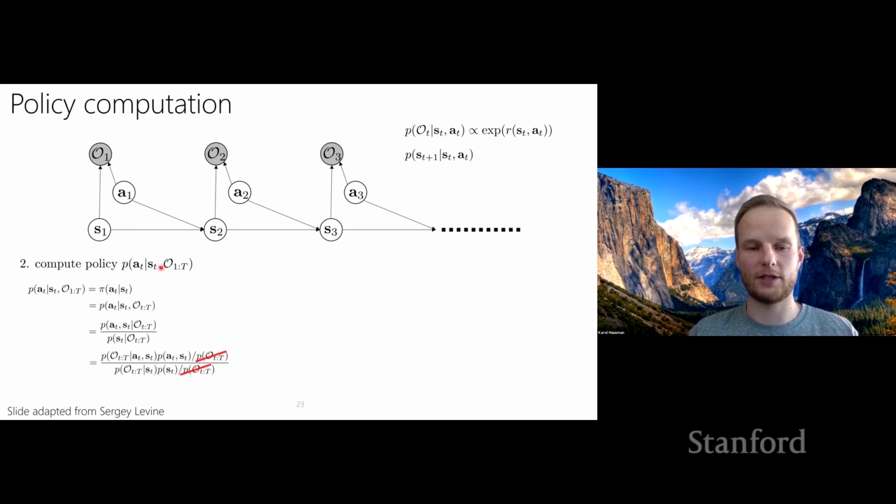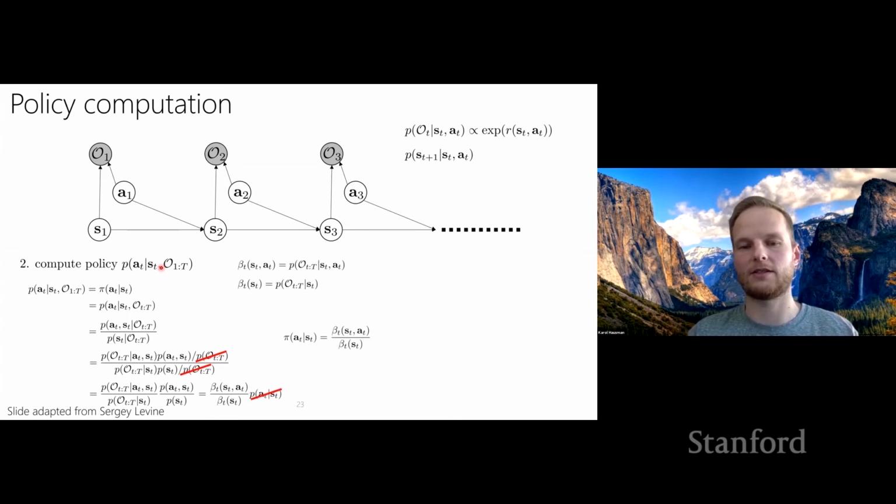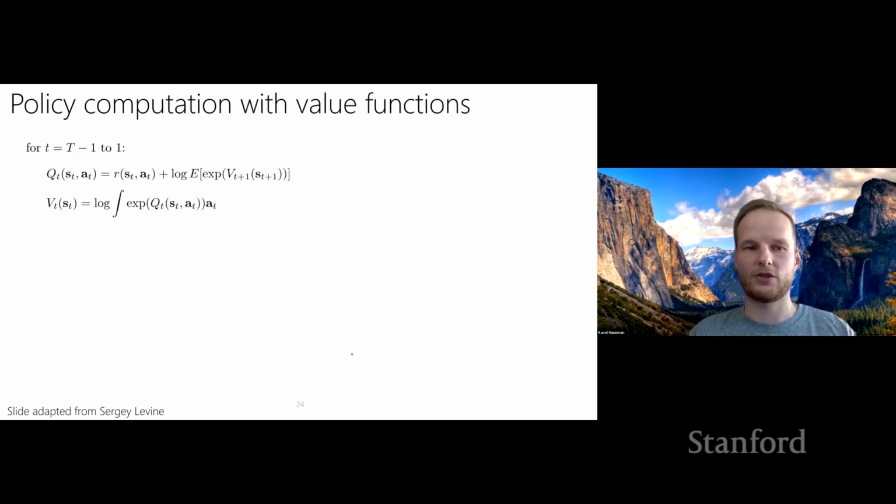And I'll skip the derivation. We apply Bayes' rule here, but at the end, we arrive at something that looks like this. Our policy is equal to the backward message that is dependent on s_t and a_t divided by the backward message that is only dependent on s_t. All right, so let's try to put all of this together. First, we have our backward pass formulas that look kind of like Q-learning. And now we have our policy that is equal to the ratio between these two backward messages.